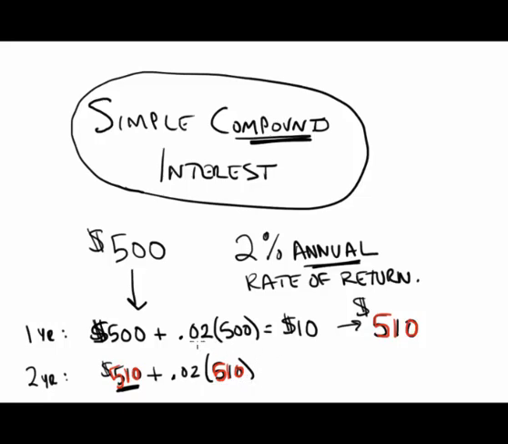And we saw, right, that 2% of 500 was $10. And 2% of $510, well, it's going to be a little more than $10 because you have an extra $10 in which to get that 2% of interest, okay? So let's take a look at what that looks like in a formula.